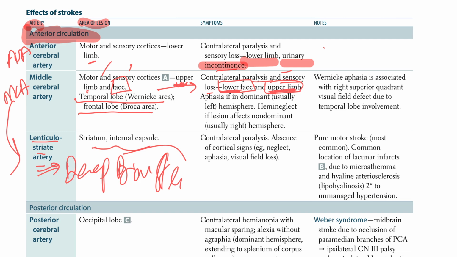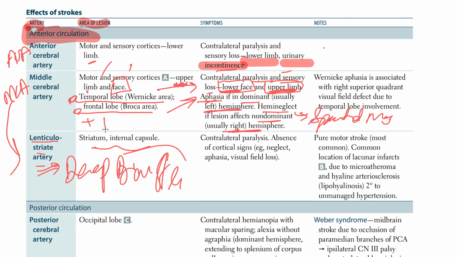So the area of lesion is going to be the temporal lobe Wernicke area and the frontal lobe Broca area. So guess what's going to happen? Aphasia. Aphasia will happen if it's the dominant hemisphere. Usually the left side is dominant. But hemi-neglect happens if the lesion affects the non-dominant hemisphere. So what is hemi-neglect again? We know what aphasia is, but what is hemi-neglect? Hemi-neglect is, again, the spatial neglect we talked about. And because it's an eye problem as well, one more thing is going to be an eye problem here.